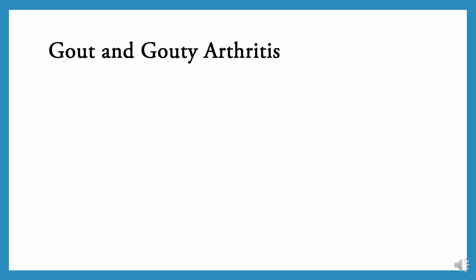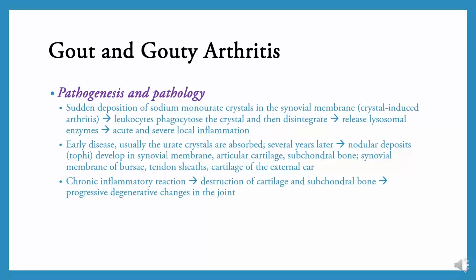Gout and gouty arthritis, the pathogenesis and pathology. There is a sudden deposition of sodium monourate crystals in the synovial membrane, so the leukocytes phagocytose the crystals and then disintegrate, releasing lysosomal enzymes, resulting in acute and severe local inflammation.